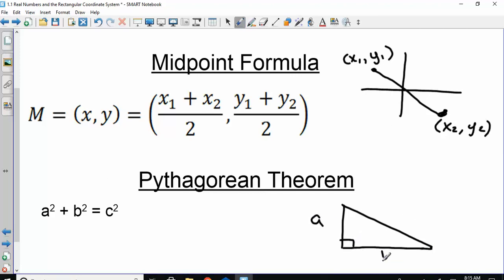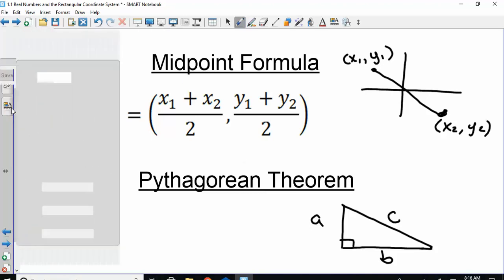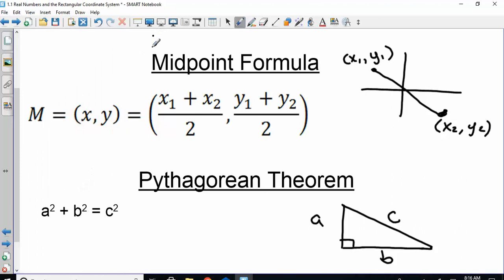A and B are the legs of that triangle, and C has to be the hypotenuse, or the longest side. So you should have seen all of these before, maybe, maybe not. I would give you the distance formula if you needed it. For the midpoint, I'll talk about an easy way to figure that out.